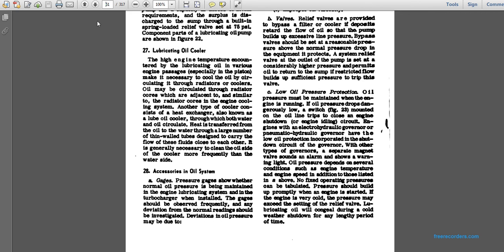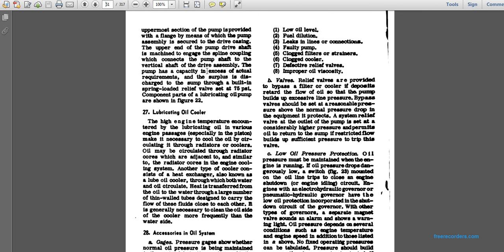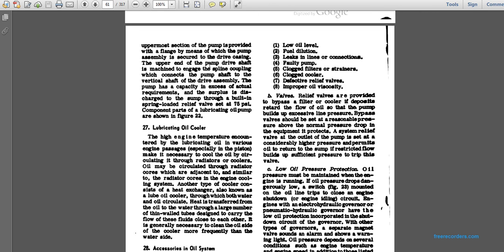28. The oil accessories and oil system. The pressure gauge shows whether the normal oil pressure is being maintained in the engine lubrication system and the turbocharger, where installed. The gauges should be observed frequently, and any variation from normal readings should be investigated. Deviations of the oil pressure may be due to fuel dilution, leaks in lines, contamination, a faulty pump, clogged filters and strainers, clogged coolers, defective relief valves, and improper viscosity.